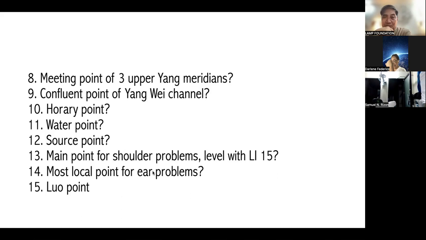Okay po. Yung po bang answers dito, Doc, kailangan nandun lang sa binigay ninyo o hindi po? Any SJ point? Any po lahat. Any po. Ah, okay po. Okay, number 8, meeting point of 3 upper yang meridians. According po to my research, SJ8. Okay.